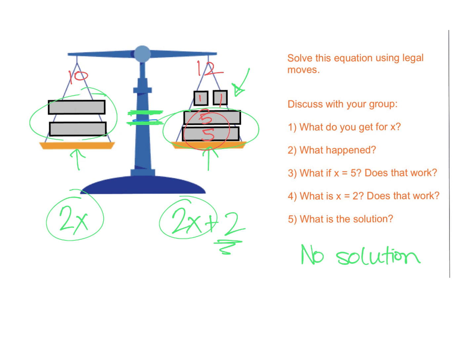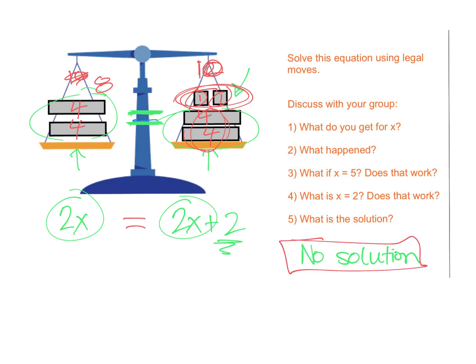If I picked another number for x, maybe I said, what if x was 4? And I put 4's here. Well, this side would now weigh 8. This side would weigh 8, 9, 10. They're never going to be equal because this side has those 2 extra 1's. So there is no solution.